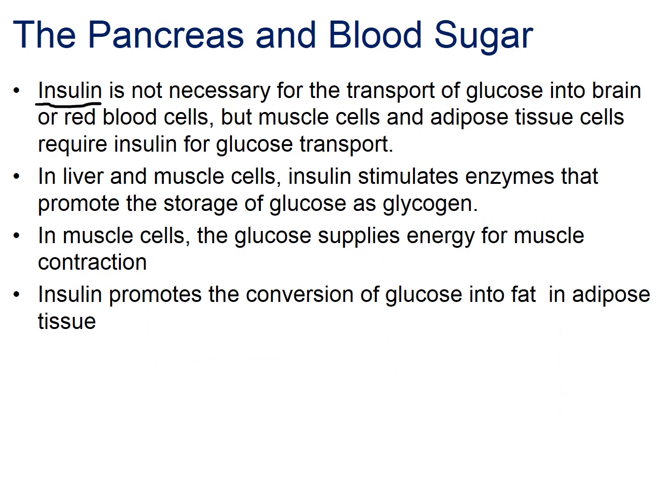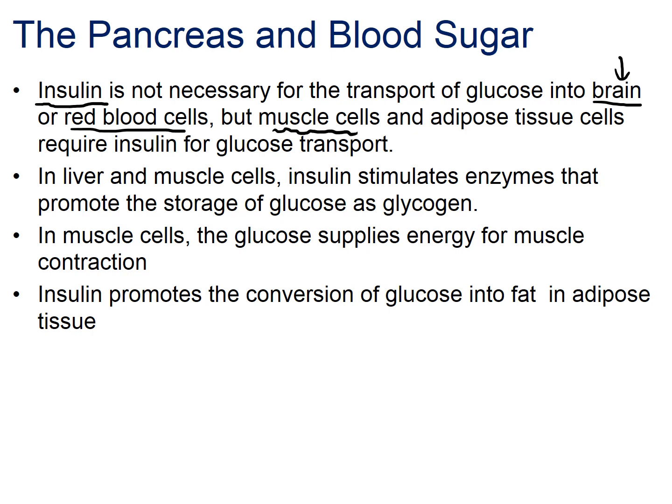So insulin. Insulin is not necessary for the brain to take up glucose. In fact, red cells also don't need insulin to take up glucose. They just kind of do it on their own. Okay, it makes sense. You want your brain cells to be pretty alive all the time, so they would be able to take as much glucose as they need just by themselves.